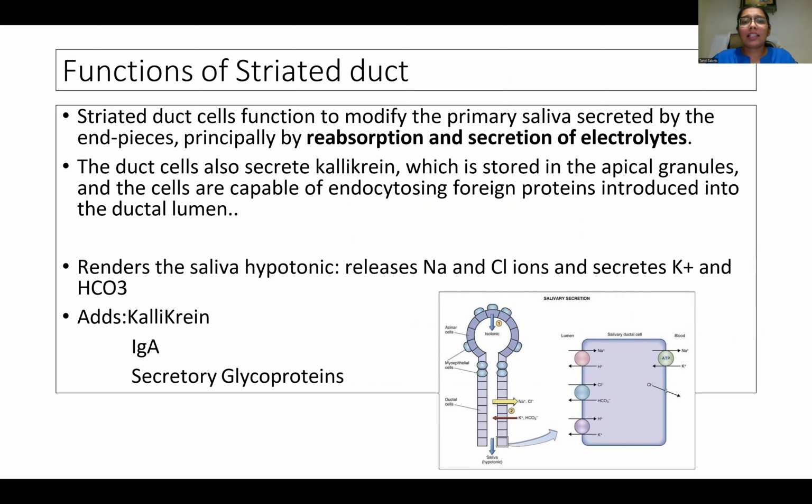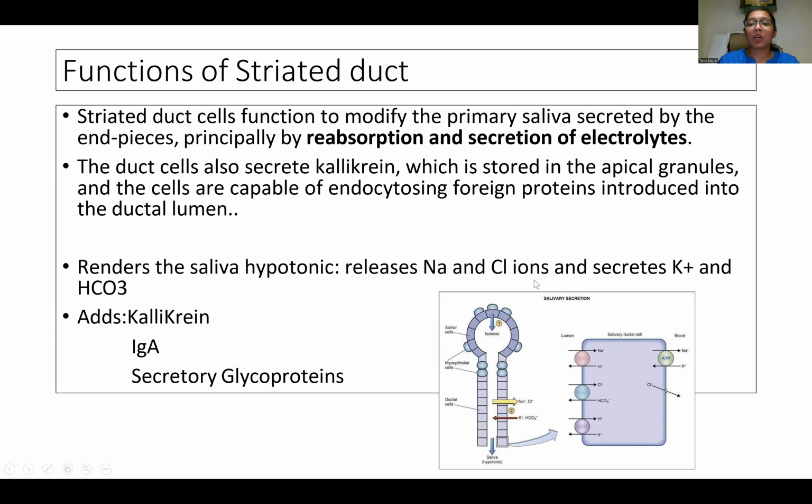These duct cells secrete kallikrein that is stored in the apical granules, and the cells are capable of endocytosing foreign proteins induced into the ductal lumen. They render the saliva hypotonic, release sodium and chloride ions, secrete potassium and HCO3, and add kallikrein, IgA immunoglobulin, and secretory glycoproteins. To understand here, the striated duct helps in the reabsorption of sodium and chloride ions and secretion of potassium and HCO3.